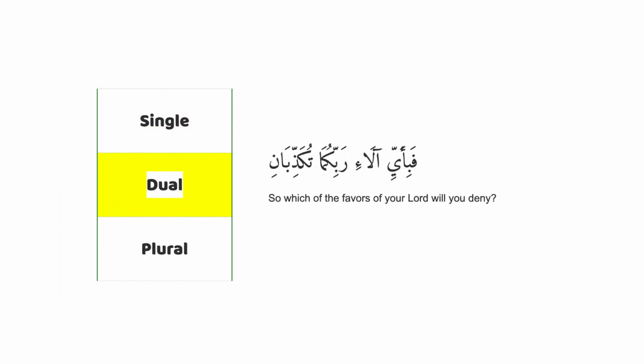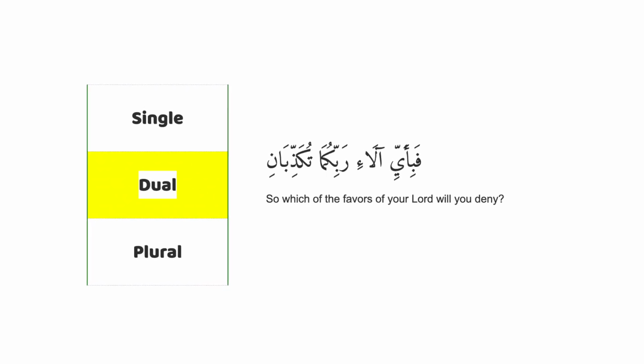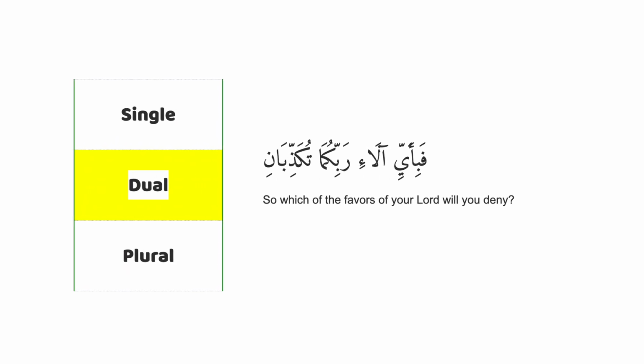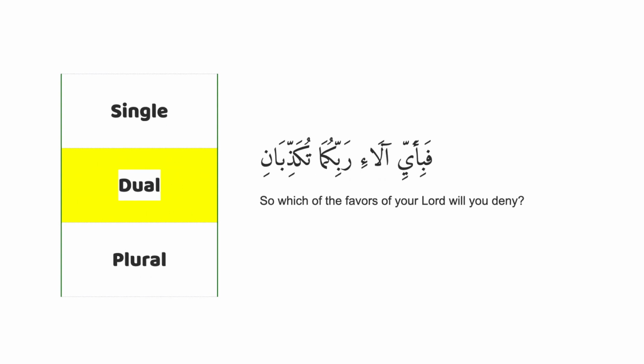Dual is about two objects or two individuals. فَبِأَيِّ آلَاءِ رَبِّكُمَا تُكَذِّبَانِ. This verse is addressing man and jinn together by using the pronoun kuma.